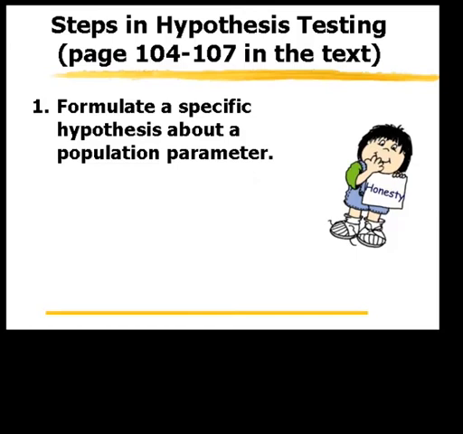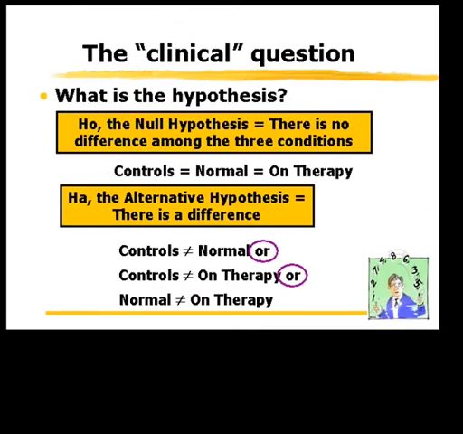Okay, so first of all, just like most everything else, the first step is to formulate a specific hypothesis about the population parameter. If you go back and think about that graphical representation we had, with the hypothesized population of drug D, where we calculated the mean score, and the hypothesized population parameter for drugs E and F, this is basically what we're trying to do here: formulate the specific hypothesis about the population parameter. So what is the hypothesis, or in other words, what is the clinical question?